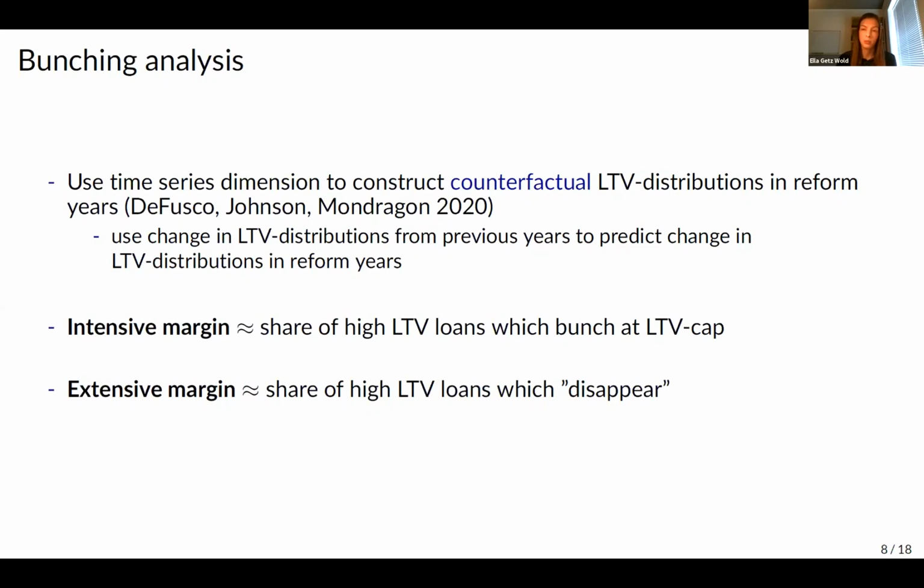We can define, a bit loosely speaking, the intensive margin as the share of high LTV mortgages that would have had the high LTV ratio in absence of the regulation, and that now bunch around the LTV cap. So they have an LTV ratio at or slightly below the cap. These are mortgages that shift to the left in the distribution. And then we can define, again loosely speaking, the extensive margin as the share of high LTV mortgages that would have had a high LTV ratio in absence of the regulation that, quote unquote, disappear. So these are mortgages that are just eliminated from the market.